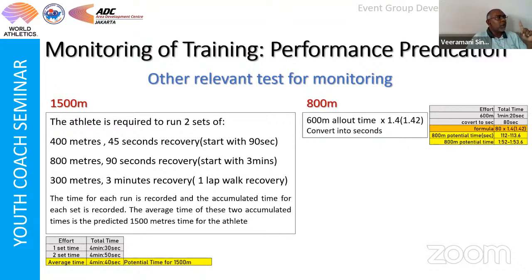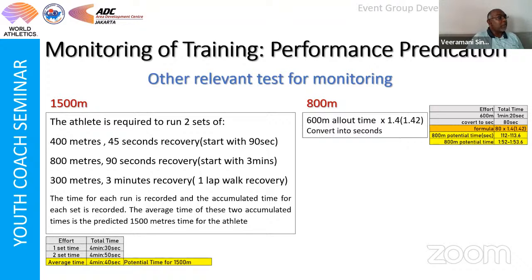But when you're first doing it as an introduction to the athlete, we start with 90 seconds, because 45 seconds could be very, very demanding. The athlete might not be ready. So this could be part of the late general preparation or early specific preparation phase where you can introduce this. You start with 90 seconds after the 400, 3 minutes after the 800, and then 1 lap walk instead of the 3 minutes jog recovery.